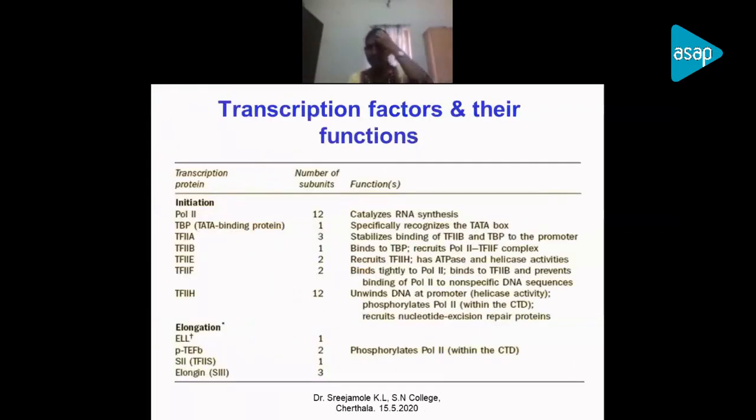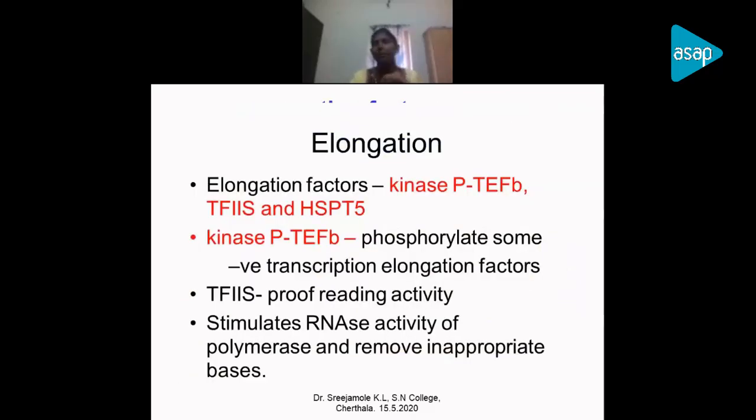The functions of transcription factors are themselves a wonderful topic. As we are discussing a generalized overview of transcription, this is the function of these transcription factors. And coming to elongation, in prokaryotes there are no elongation factors, but in eukaryotes some elongation factors have been identified. One is the kinase PTEFb, which is known as the positive transcription elongation factor, and TF2S, another factor other than the transcription factors I have discussed up to H. There is another factor known as TF2S and HSP-T5, which you may have known. HSP means heat shock proteins, and this kinase PTEFb has a role of phosphorylating some negative transcription elongation factors.